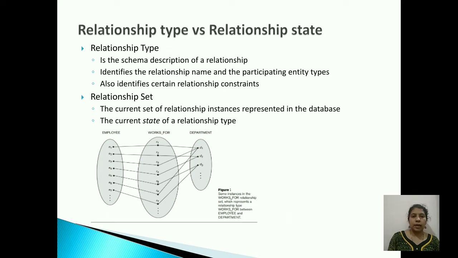So here you can see the example where employee and department are the two different entities and they are related using the relationship works for. R1, R2, R3 are the relationship instances. Using that, employee E1 is related to D1 using R1. So R1 to Rn will be the group of relationships of the same relationship type, and those are called a relationship set.